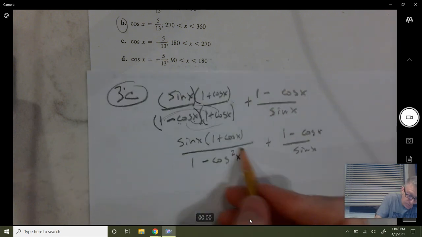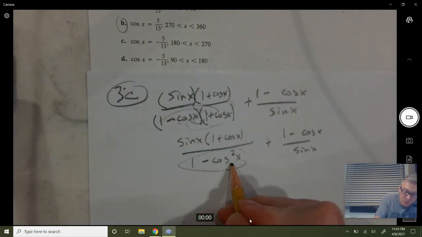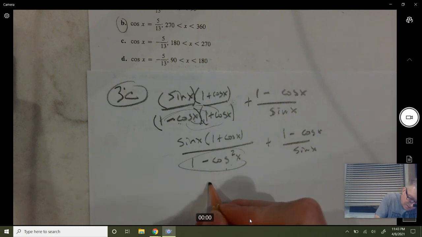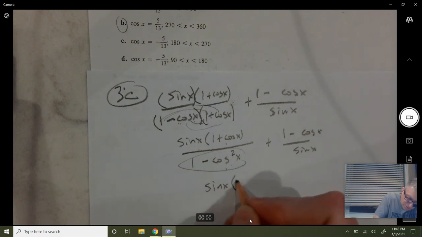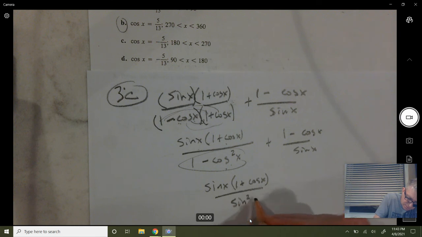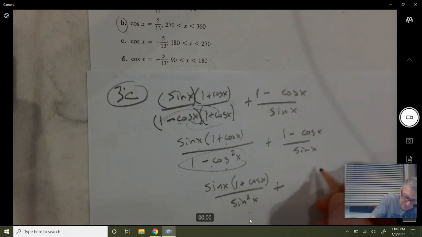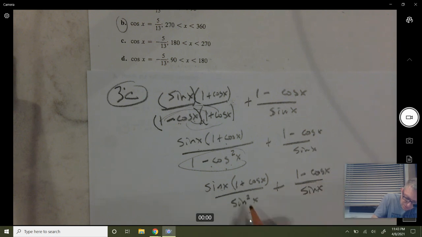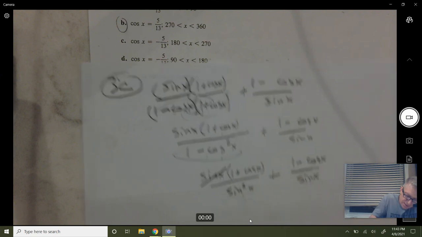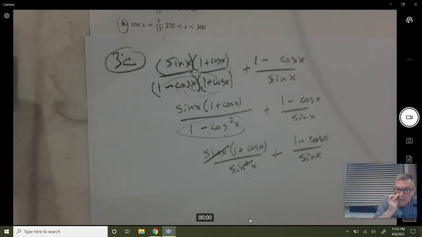Okay. Hopefully you recognize 1 minus cosine squared x is sine squared x. So on the top, we still have the sine x, and that's why I left this factored. Sometimes you want to multiply it out. Sometimes you want to wait and see if something cancels. This thing is cosine squared x, and now you can see why leaving that factored helps. You can cancel one of the sine x's. And that's especially helpful because canceling one of those sine x's is going to make our denominators the same. So that sine x cancels with one of these. We'll just cancel out the square.